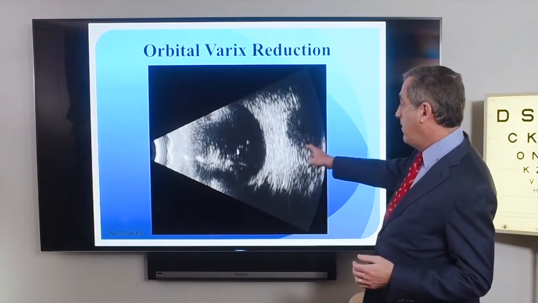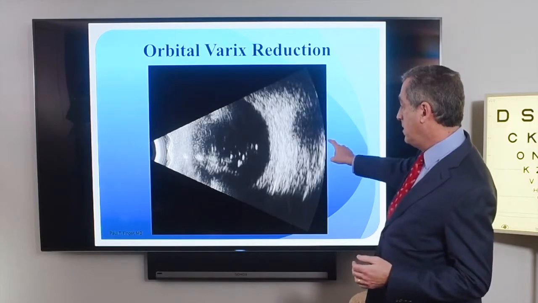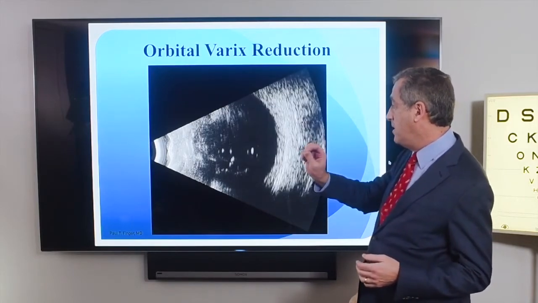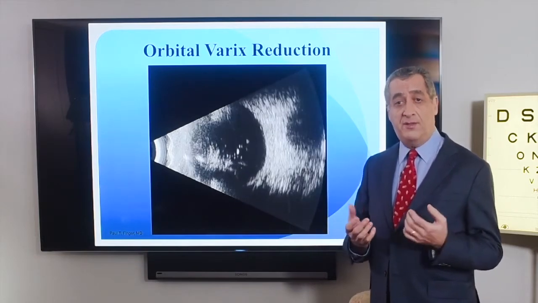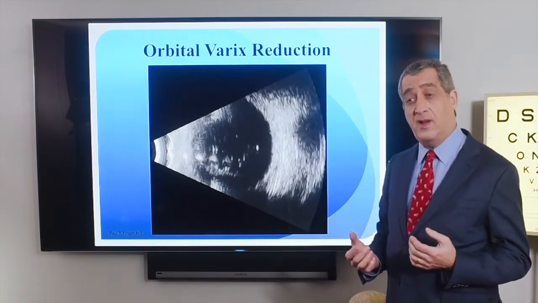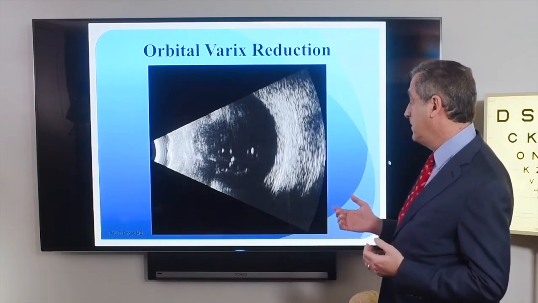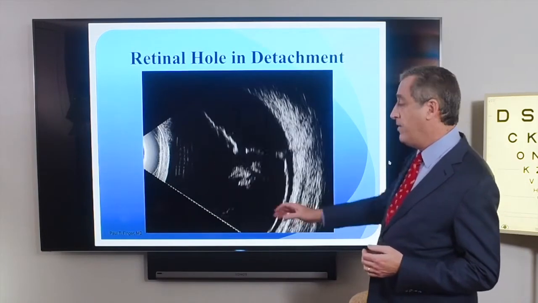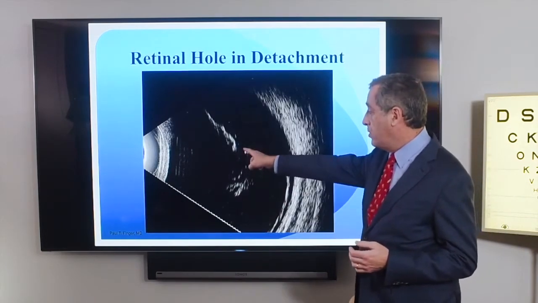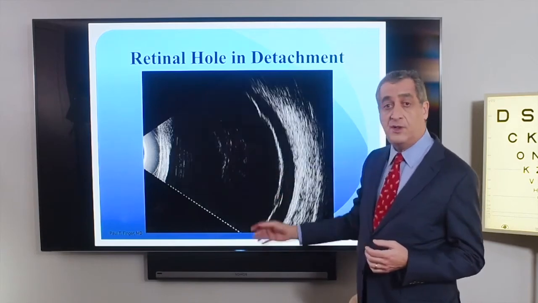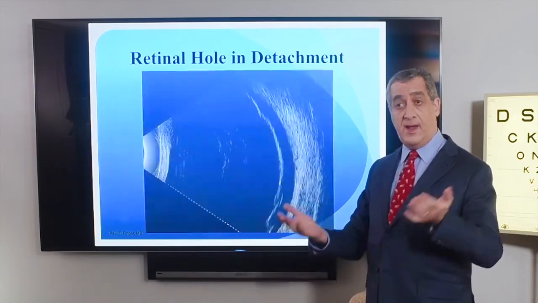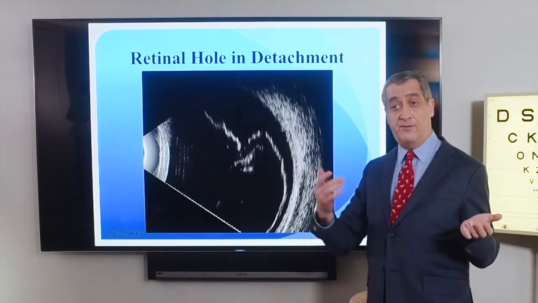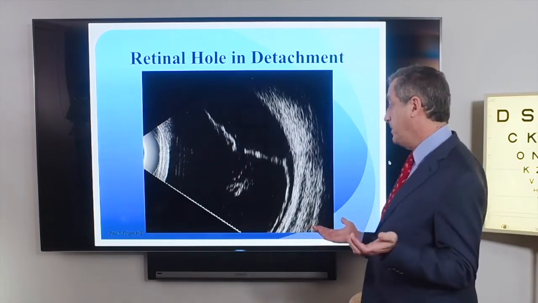Here's an orbital varix right there. You can see if you push on the eye with the B probe, you can reduce an orbital varix. It's another way to help make the diagnosis. And here's something more common, a retinal hole, which you can clearly image with B-scan ultrasonography, helping to separate an exudative detachment from a rhegmatogenous detachment.